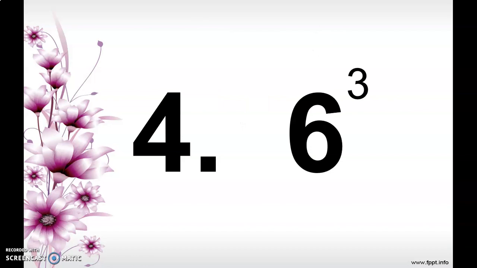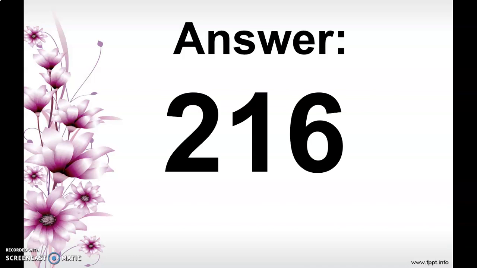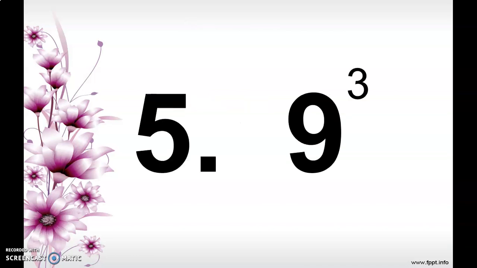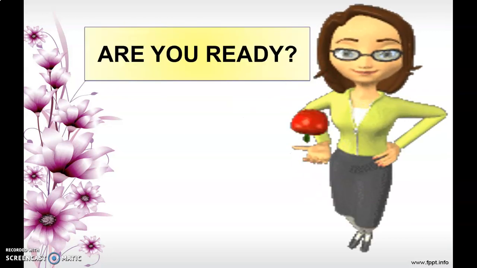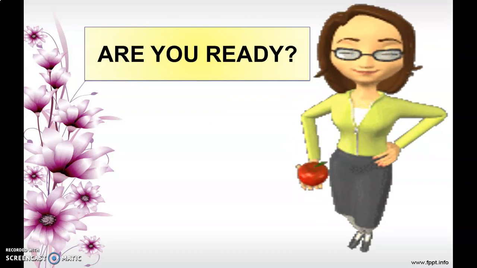Okay, number 4. So, we have 6 cube. So, meaning, we're going to multiply 6 3 times by itself. So, that will be 6 times 6 times 6. So, the product is 216. Okay, number 5. Given natin ay 9 cube. Ano ba ang 9 cube? So, ang 9 ay multiply ng 3 beses sa kanyang sarili. Or 9 times 9 times 9. So, yan ay 729. Okay? So, ready na ba kayo sa ating lesson? Siguro naman, na-warm up na kayo ng mabuti tungkol sa pagkuha ng values ng cube.